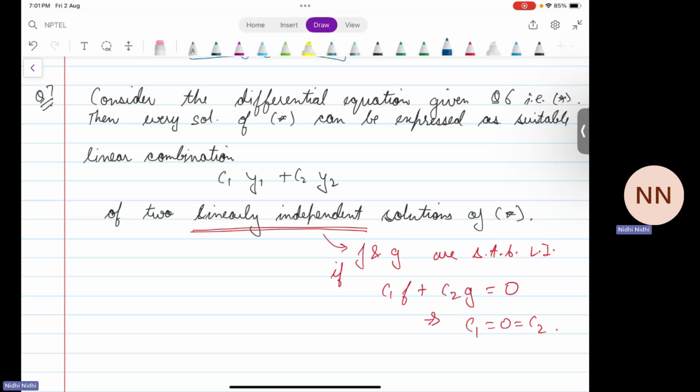So what do you think? What should be the Wronskian of y1 and y2 when y1 and y2 are linearly independent? Okay, then let's start.